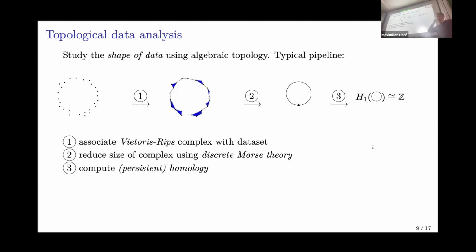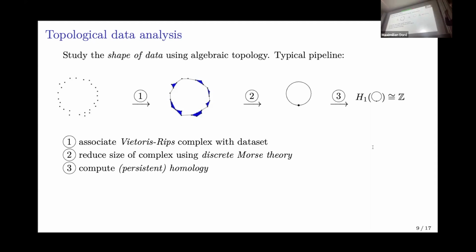This pipeline is already being used, so you can do all sorts of cool image analysis with TDA. There's one refinement of this pipeline, persistent homology. That's likely something that a TDA researcher would also have told you about.